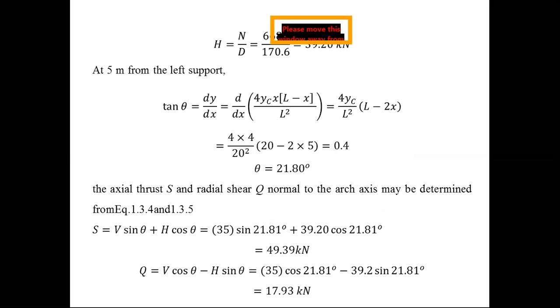Write in your book: determine the maximum positive bending moment and the negative bending moment. Maximum positive moment occurs under the load, and you take the moment about the point under the load, the point load, and maximum negative bending moment occurs in the portion CB. Let us consider section X from right support. Write the moment equation, and dM by dx equal to 0. You get the x value. That x value put in the moment equation, you get the maximum negative bending moment. You can try on your own. Okay, do you understand?